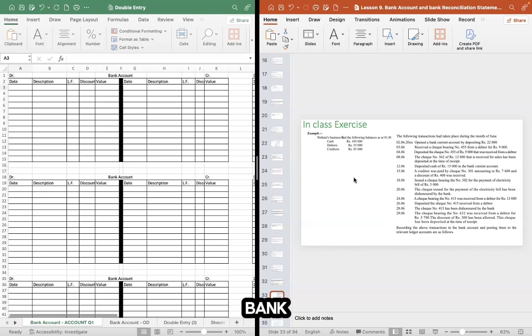Open a bank account by depositing 22,000. Received a check bearing number from a debtor for 9,000, deposit that check of rupees 9,000 that was received from the debtor. A check has been received, then they have deposited it. Then check number 562 of rupees 12,000 that is received from the sales has been deposited at the time of the receipt. As soon as it was received, it was deposited. Deposited cash of rupees 15,000 in the bank account.